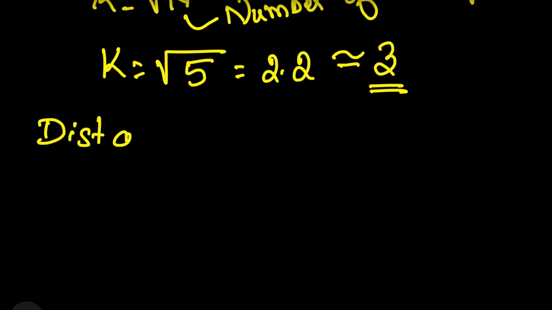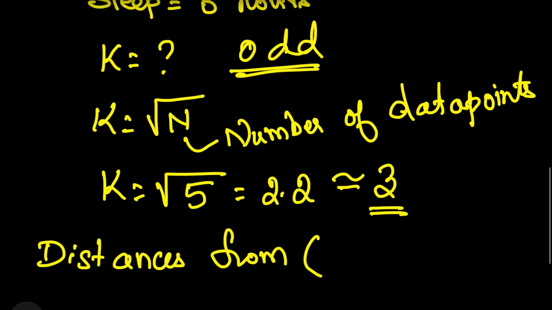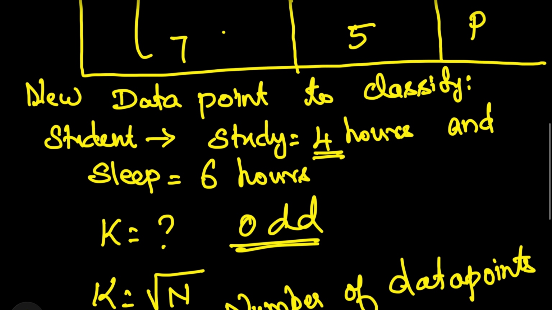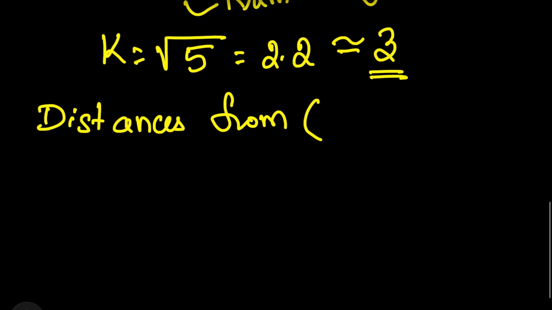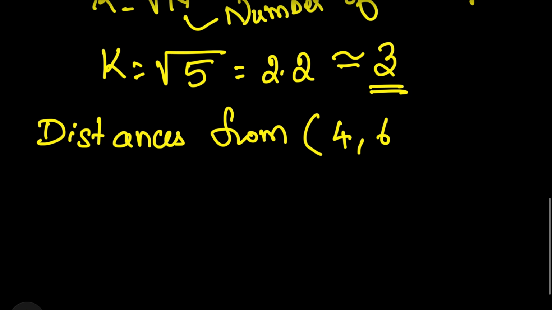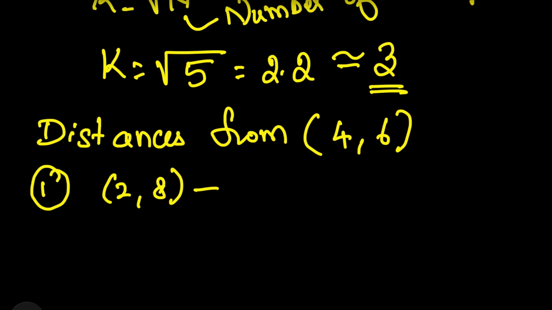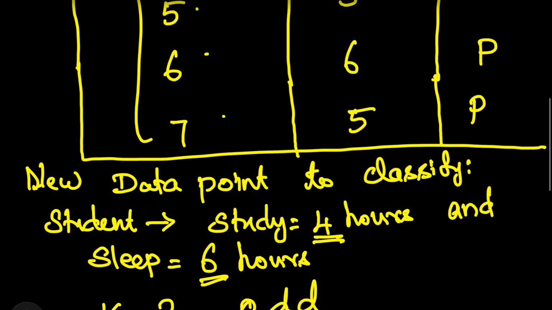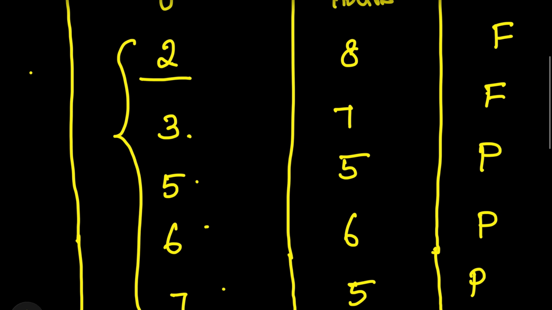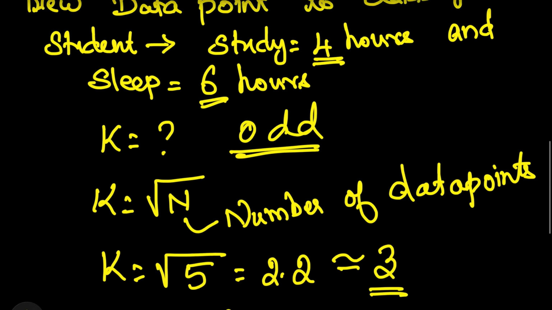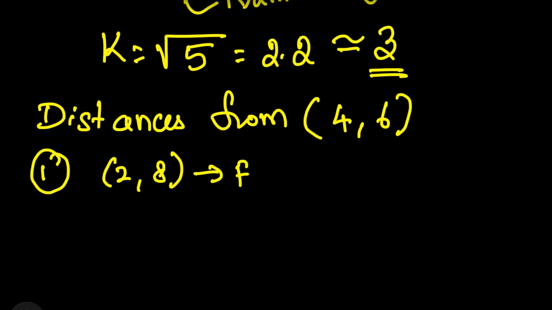I'm going to find distances from the given sample. It is 4 and 6. So the data point is 4, 6, right? Just let us take the first sample. First sample is 2, 8, fail, right? That's what I have taken here. 2, 8 is fail. Now I am going to apply the formula in it.